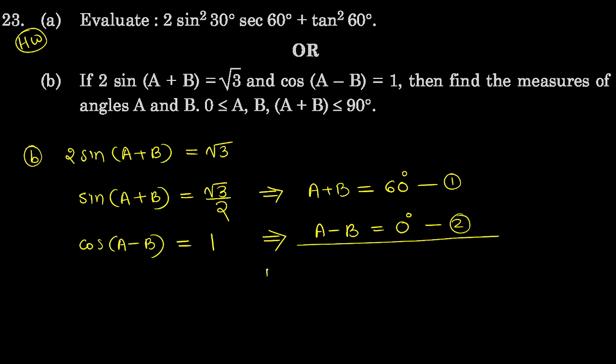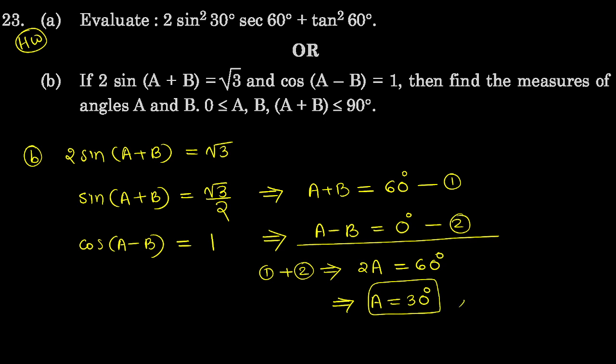Elimination method you have already studied. Pair of equations 1 and 2 are added. I can eliminate B. A plus A becomes 2A. B and minus B cancel. Right side 60. A equal to 30 degree. Simple question. A equal to 30, substitute in any of the equations, you will get B also 30. Okay, all of you clear?